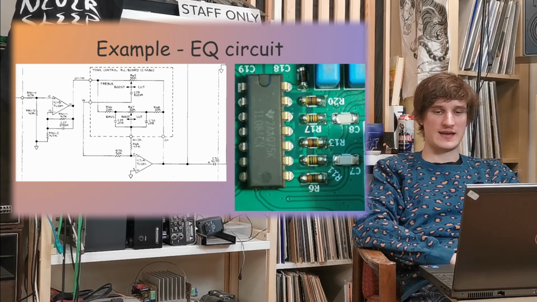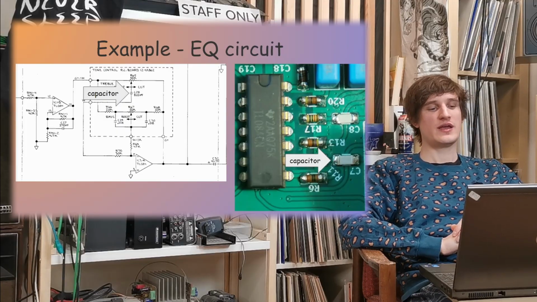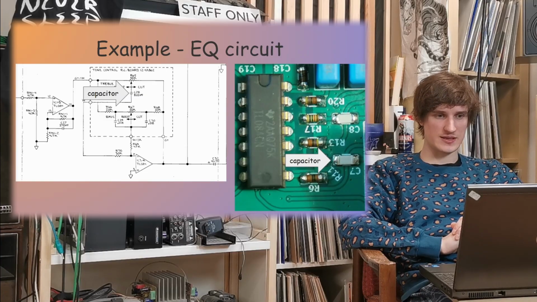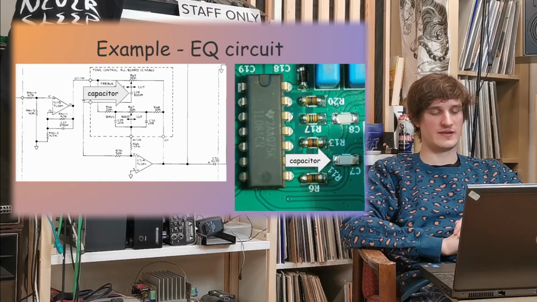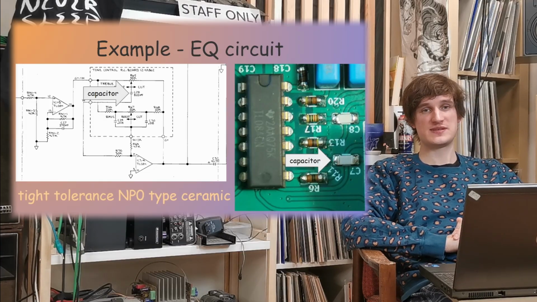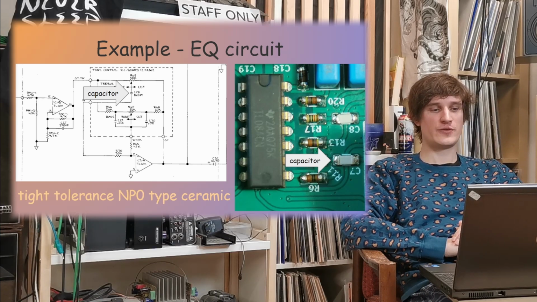Another part visible here is a low value capacitor used in the filtering circuit, and here this 820 picofarad capacitor is used in the EQing circuit. It helps to filter the frequencies, and I used a tight tolerance NP0 type ceramic capacitor. Because of the small value, I decided to go with a small size ceramic capacitor of NP0 type.